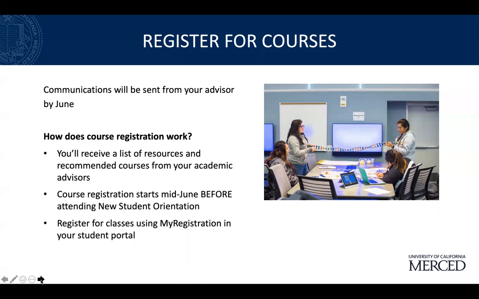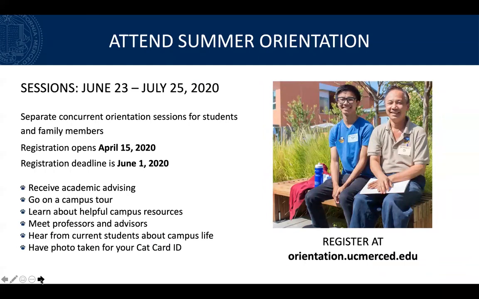And the reason for that is because we want to make sure that you are guided and take the right courses in the beginning of the year. Next slide, please. At the same time, we do encourage you to attend our summer orientation on our campus. The sessions are held between June 23rd and July 25th. You sign up for whatever day you want to come. It's a good way, especially if you haven't had a chance to visit our campus, to be exposed to all the resources on campus. And it's a good way for your parents to come up and experience UC Merced with you.